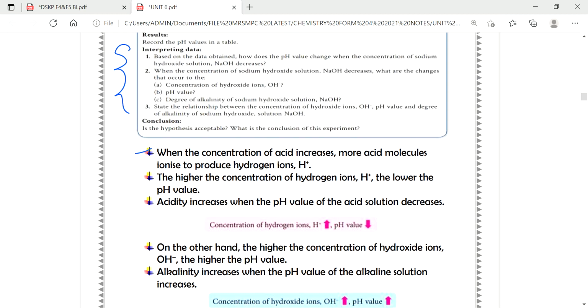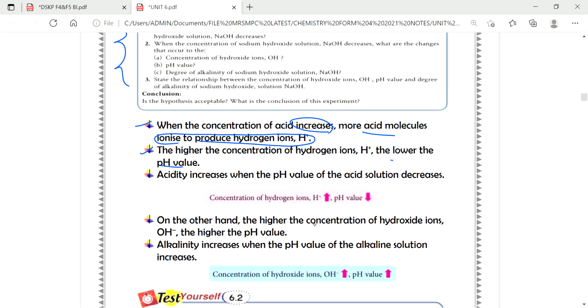When the concentrations of acid increases, more acid molecules ionize to produce H plus ions. Ini adalah penerangan kenapa the higher the concentrations of hydrogen ions, the lower the pH value. Sebab banyak acid molecule dalam kepekatan yang sangat tinggi. So that's why banyak hydrogen ion. So pH value dia akan jadi semakin kecil lah. Alright, so acidity increases when the pH value of the acid solution decreases.